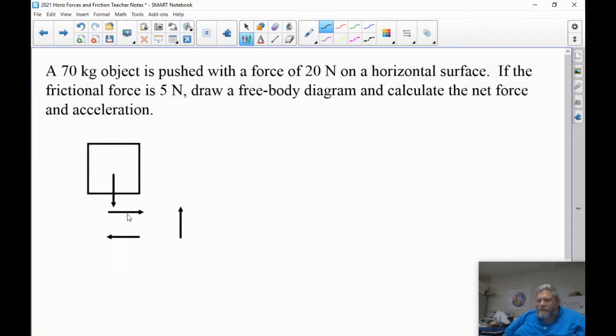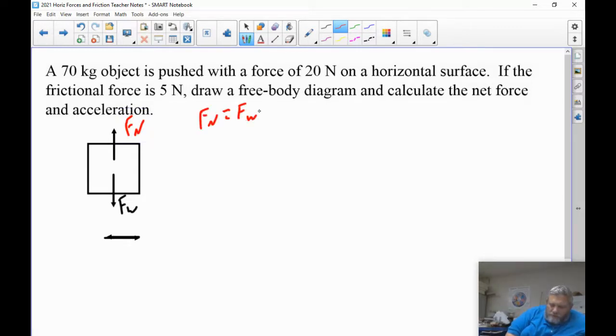I'm going to draw a free body diagram. I've got a bunch of arrows. You can just draw them on your paper. So you draw your box. This is going to be Fw. This is going to be the normal force, Fn, and they're going to be equal to one another, because Fn is going to equal Fw, just in opposite directions, because it's sitting flat on the ground.